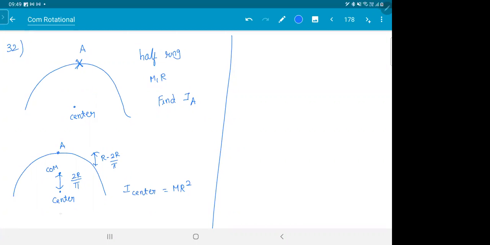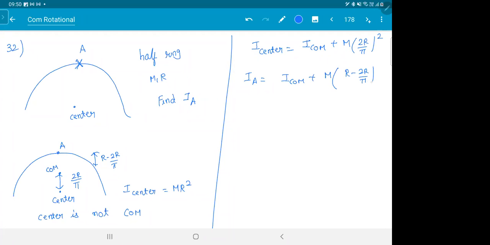Clear? So that's the thing. The center is not the center of mass. And the parallel axis theorem is valid only when you use it from the center of mass. So this is what you have to do. I center is I center of mass plus m into the distance, 2r by pi, whole square. IA is also I center of mass plus m into the distance between the center of mass and this point. Check out these two equations. Ask me if there's any confusion on these two equations.